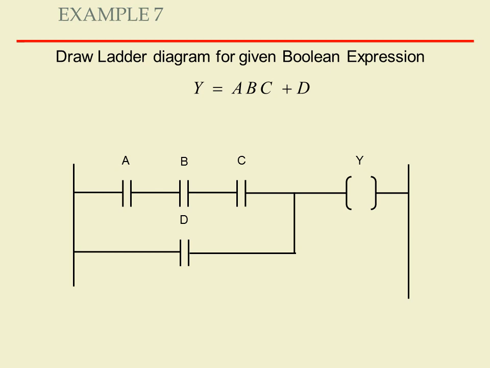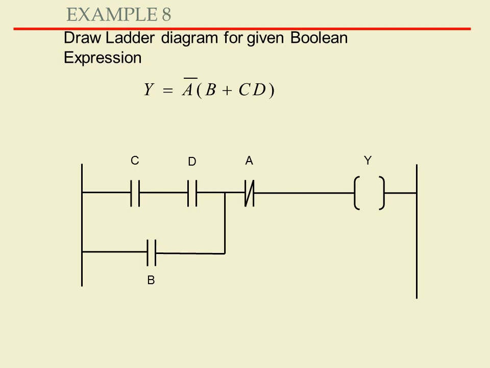Seventh example, draw a ladder diagram for the given Boolean expression, and the Boolean expression is A dot B dot C plus D. A dot B dot C can be represented by series switches as shown in the ladder diagram, and plus D is represented as the parallel branch. So D is in the parallel branch, and the overall output is Y.